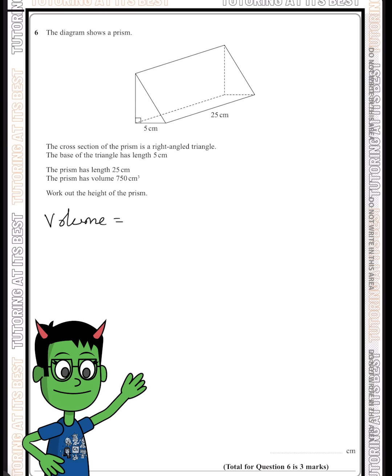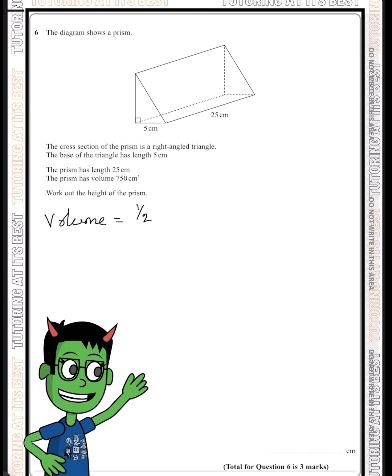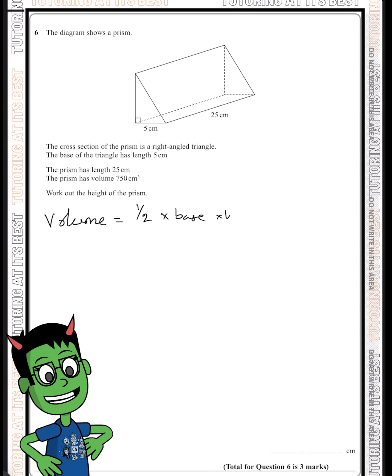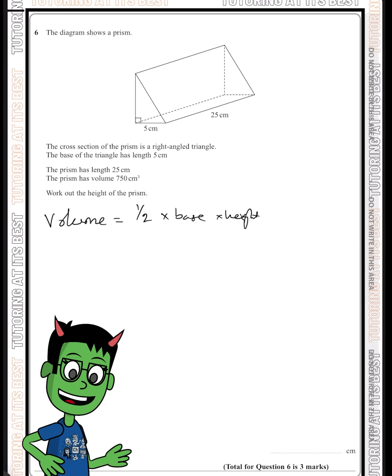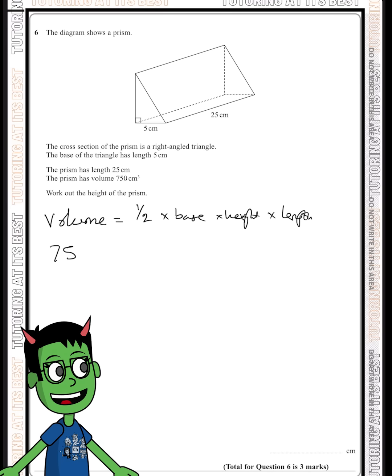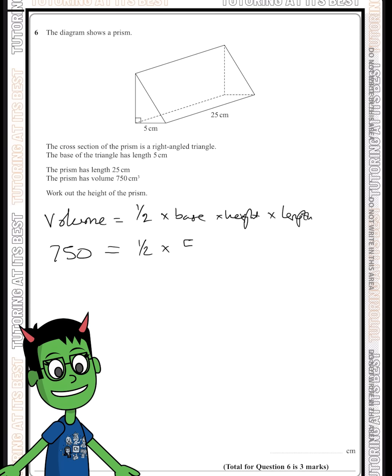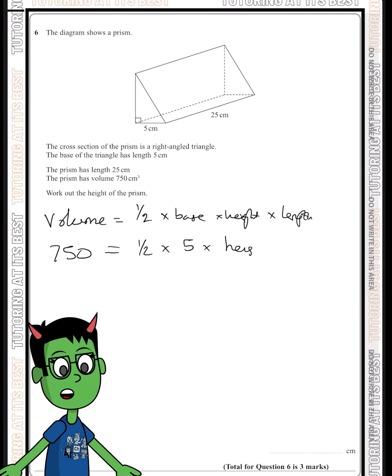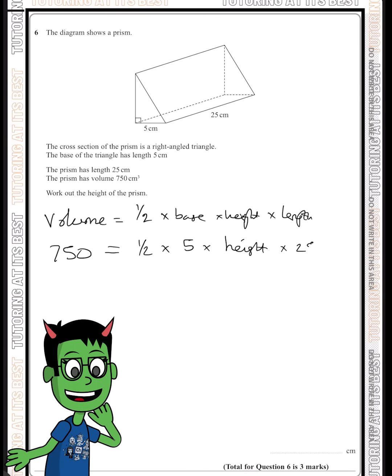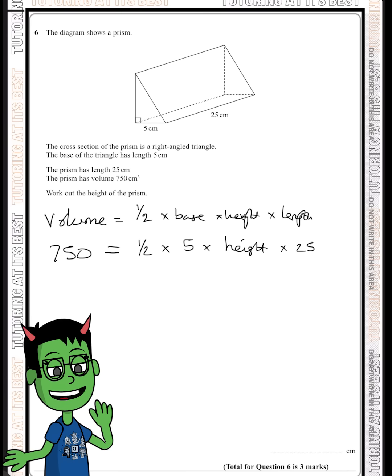So first of all, what's the formula of the volume? Well, we know it's half times the base times the height, and then we times the length. So on the basis of that, we know that our prism has a volume of 750 centimeters cubed. We know our base is given as 5, but we don't know our height. And we know our length is 25. So in this question, we're going to make the height the subject.